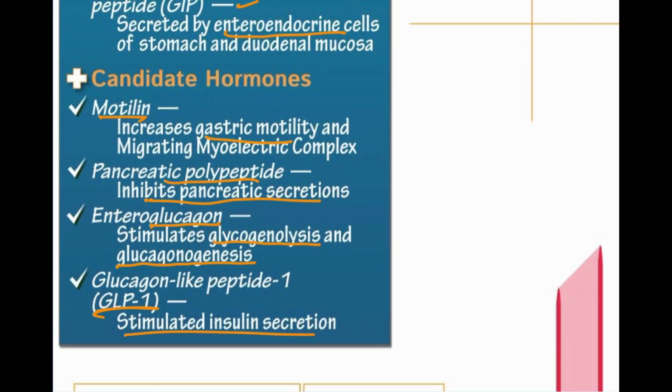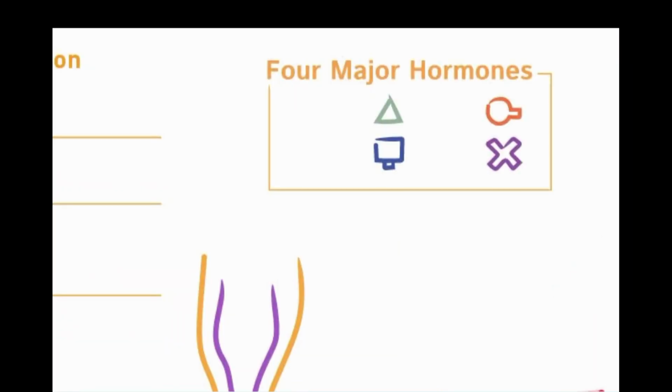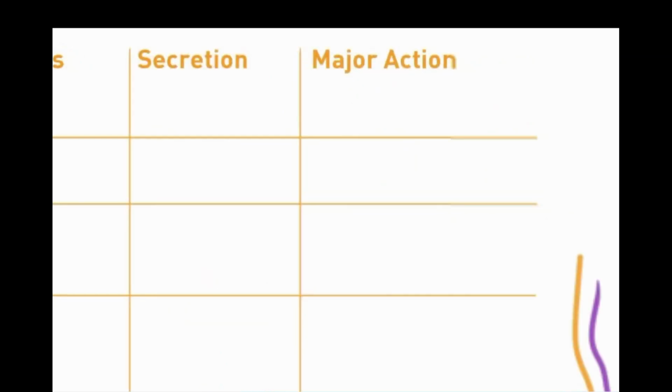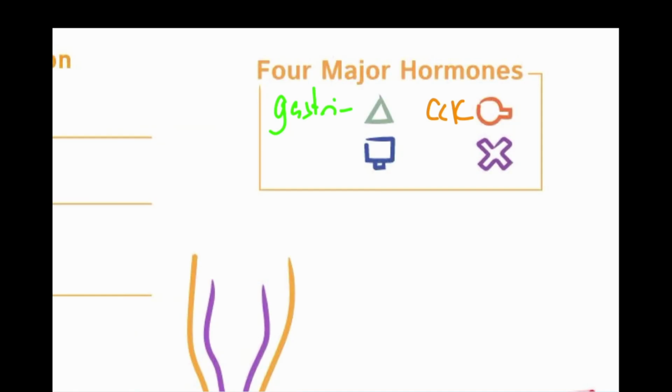And for the four major hormones, the green is going to be gastrin. The orange is CCK, I think. Let me make sure about that. Yep. The purple X is GIP. And the blue square is secretin. So these are the four major hormones in the GI system.